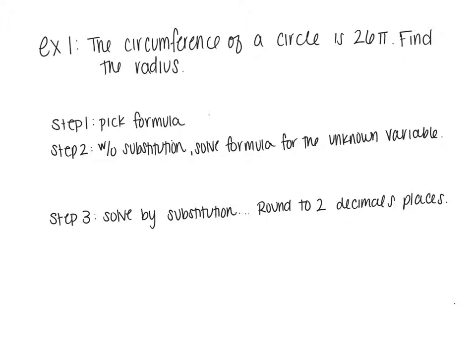Now circumference equals 2 pi r. So you would just find that formula in the list of multiple choice items. Now the second step is where a lot of people get tripped up. It says without substitution, solve the formula for the unknown variable. So what I'm looking for, it says find the radius. So that means I'm going to be solving for the unknown variable r.